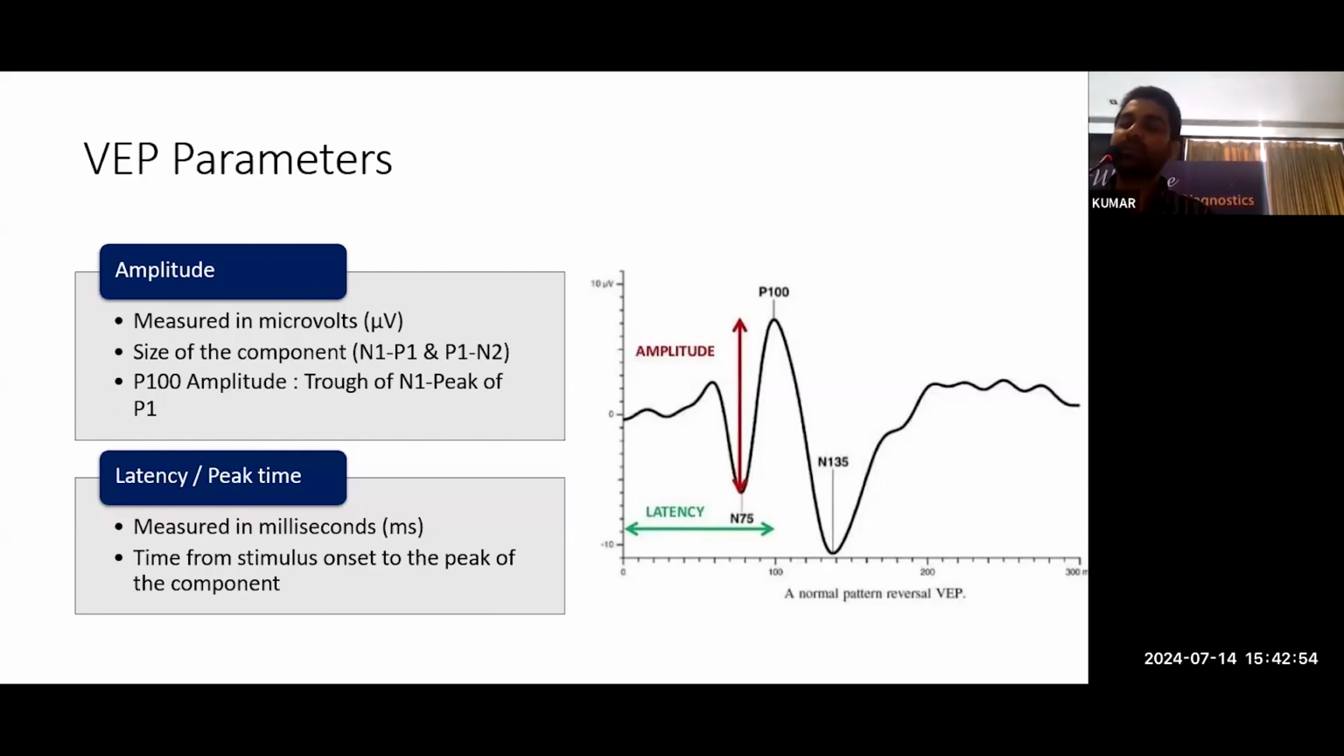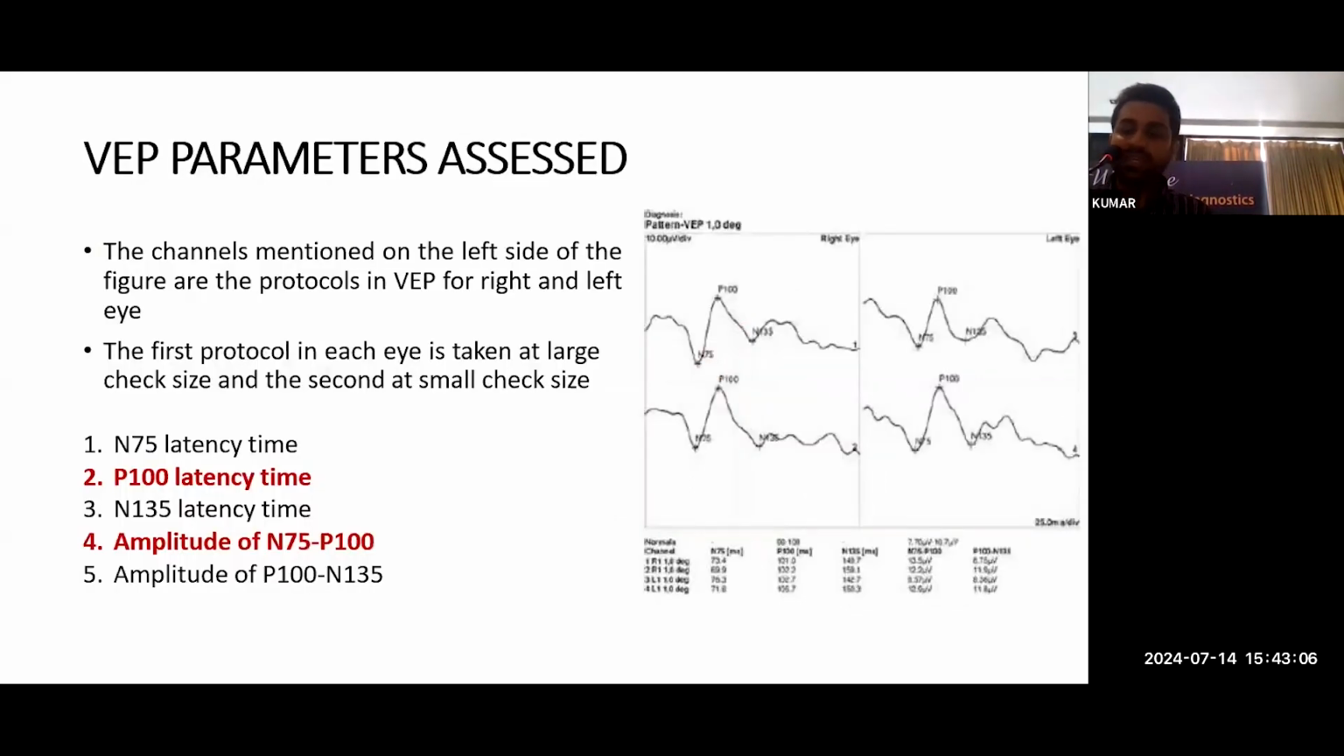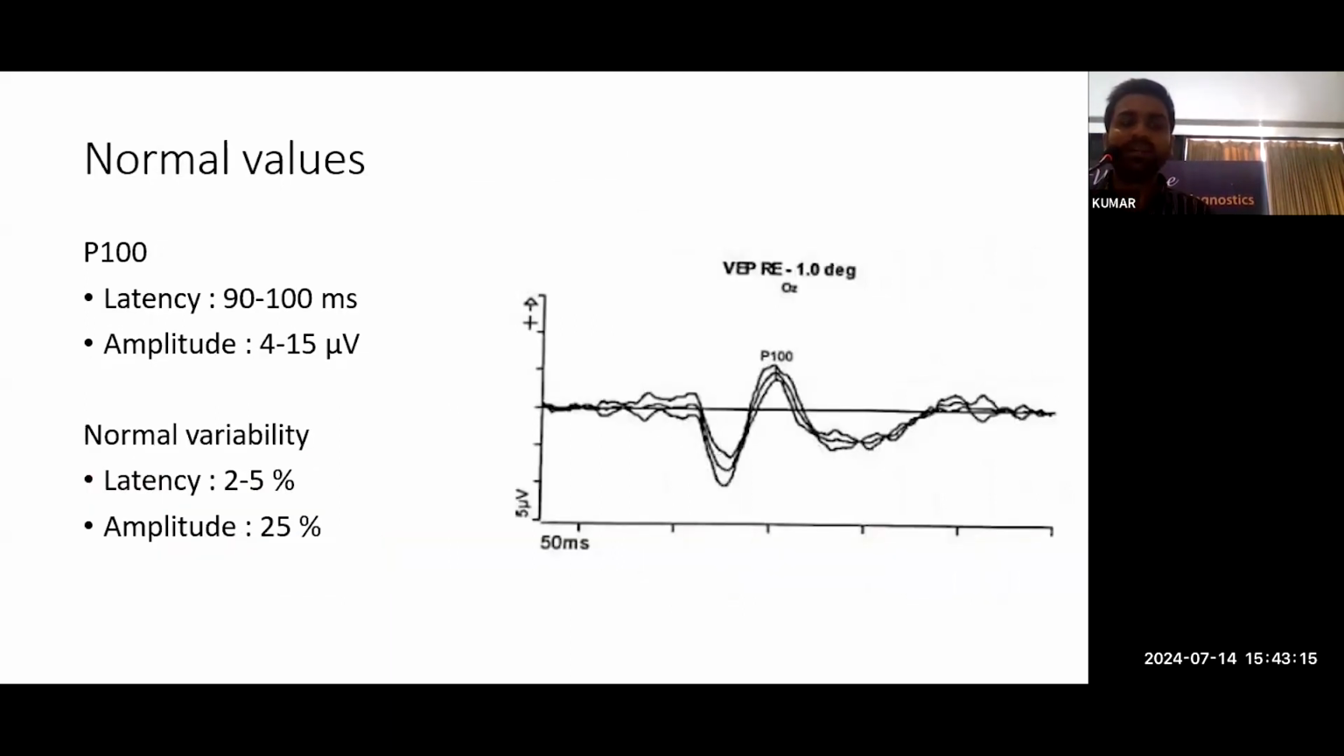So how do we calculate the amplitude of P100? It's from the trough of the N75 to the peak of the P100. And how is the latency calculated? It's from the time of application of the stimulus till the peak of the P100. We needn't actually calculate, it will already be given in the report. If we know the normal values, it will be very easy to interpret a VEP. It's not very difficult. So what are the normal values with respect to P100? Normal P100 latency is about 90 to 100 milliseconds. Anything over 120 milliseconds we can consider abnormal, or when you have an interocular difference greater than 10 milliseconds, we can consider abnormal. What is the normal amplitude of a P100? Anything greater than 4 microvolts would be normal. Anything less than that is abnormal.